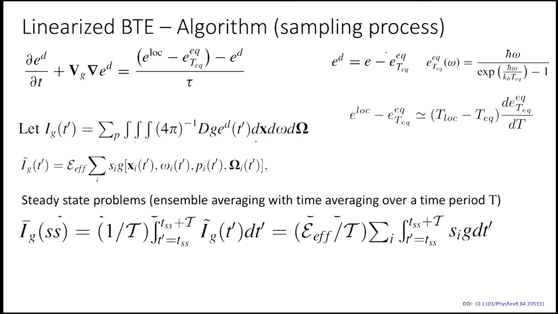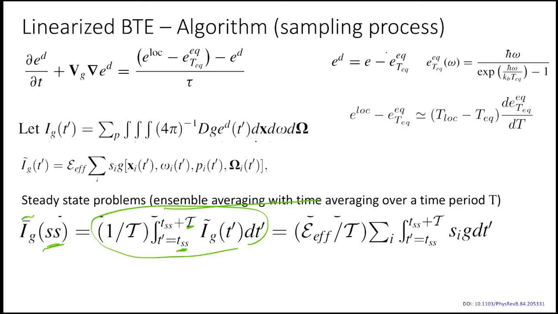If we are going to the steady state problem, then of course no source has to be dependent on time. So we could do an ensemble averaging with time. Let's say we reached some steady state at time TSS, and we add some more time to it, and we integrate over all such times. So we would get the steady state estimate, Ig tilde SS.